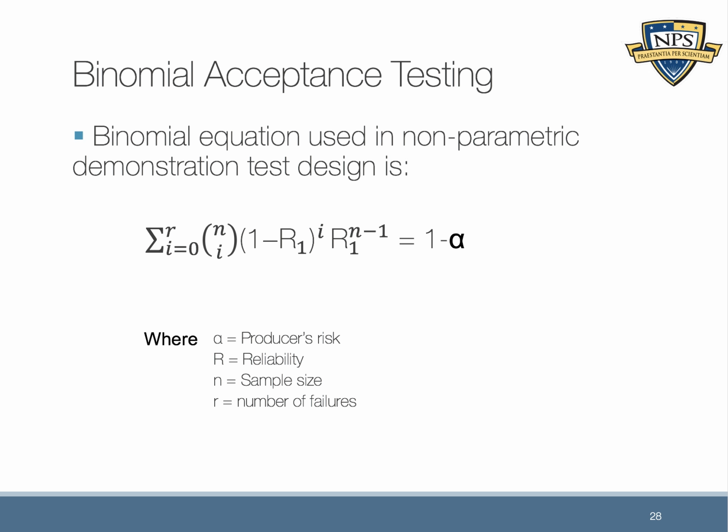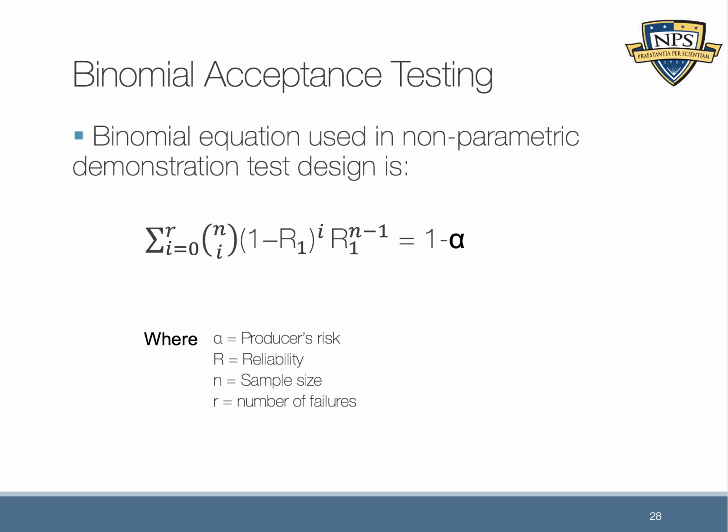This is the equation that's used in that calculator. Just for completeness, I kind of wanted to show it. So you can see there's the producer's risk, the alpha. You'll notice the right side of this equation, although it's not shown, is the confidence level. So 1 minus alpha is the confidence level. It's got the reliability, the reliability that's trying to be demonstrated, right? Again, that's usually like a requirement or something like that. Sample size, the number of samples being tested, and the number of failures, or you can think about that as the number of allowable failures, right?